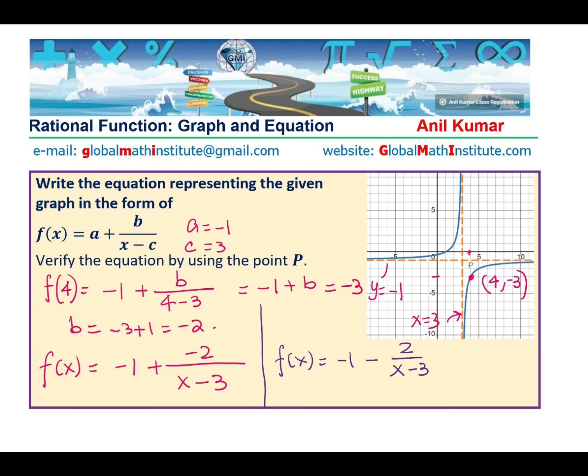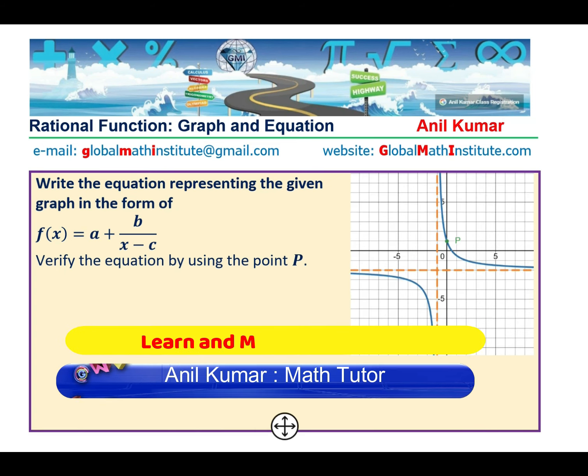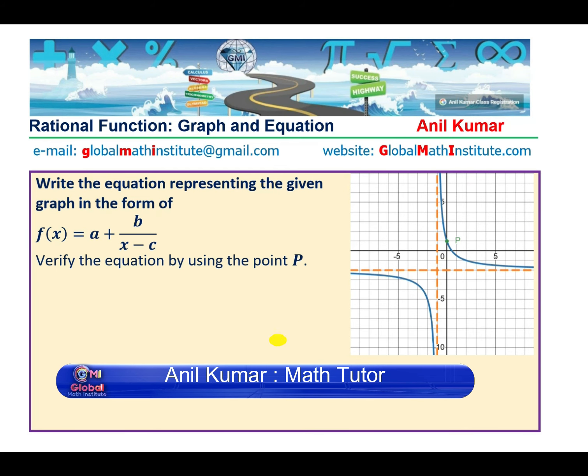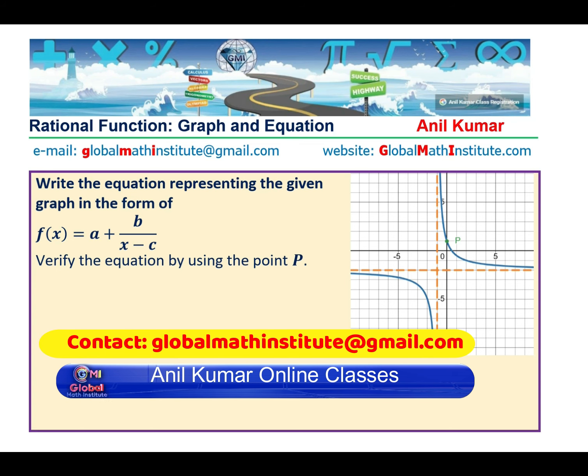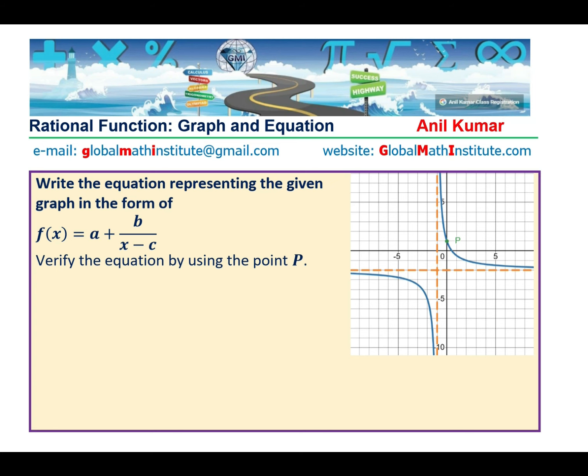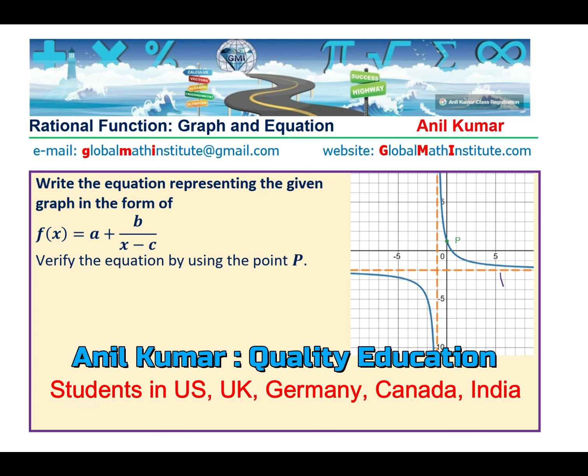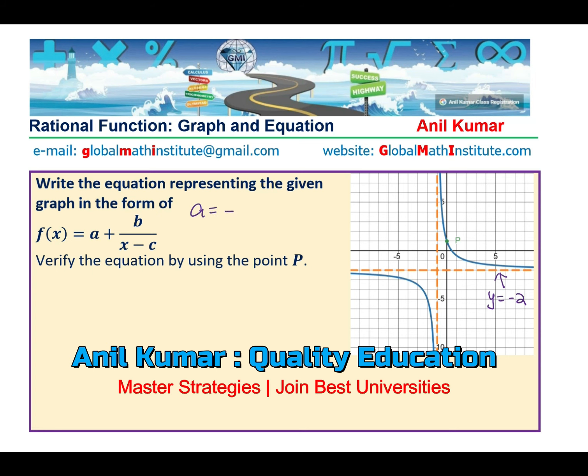Here is the third graph for you. Take it as a test question. Perfect. And then I hope you'll master the strategy. After this, we'll move on to the second variety of equation. So here once again, what is the horizontal asymptote? Well, the horizontal asymptote is y equals minus 2. Y equals minus 2 means a is minus 2.